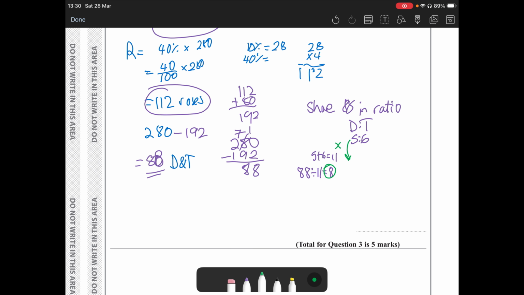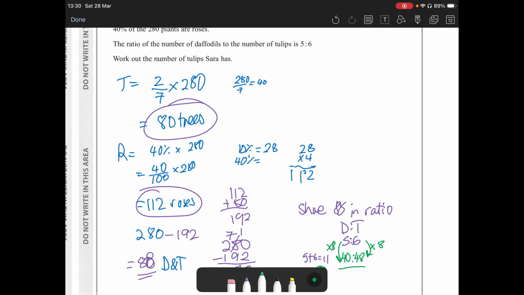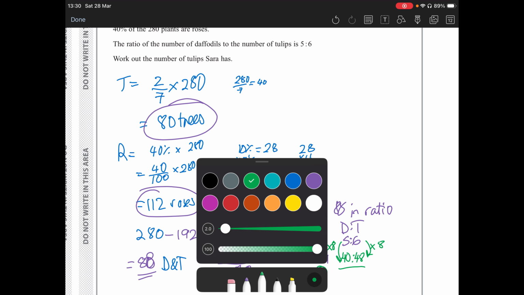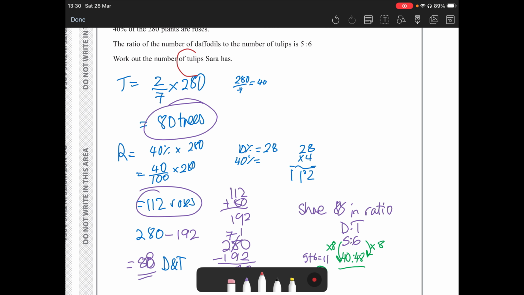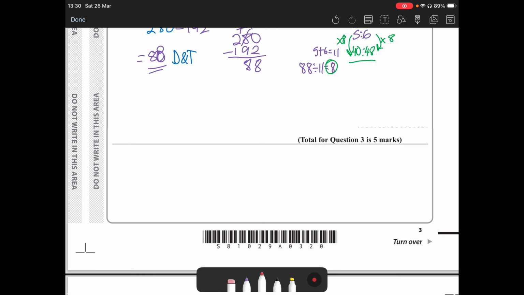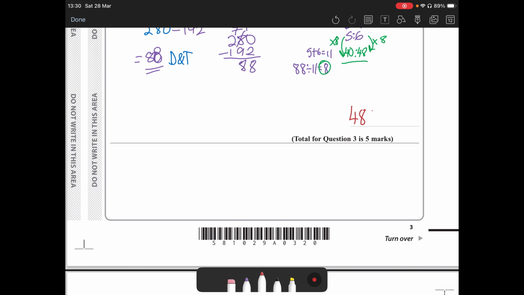So let's wrap things up by multiplying both the daffodils and tulips by 8, thus making there 40 daffodils and 48 tulips. Which number did it want? Tulips, right? So yeah, just highlight the right number at the end. Tulips was the second letter. There are exactly 48 tulips. And we are good to go. So again, I'll leave that up there just for people who are scrubbing forward. Very cool.